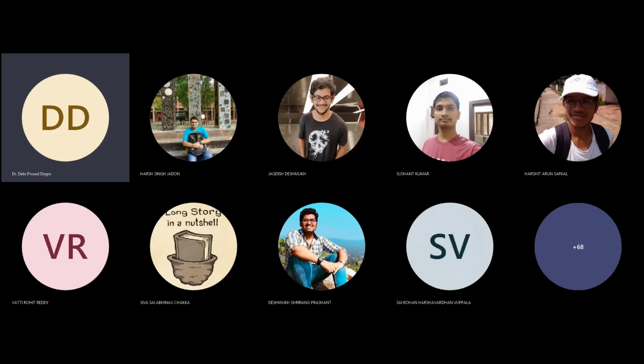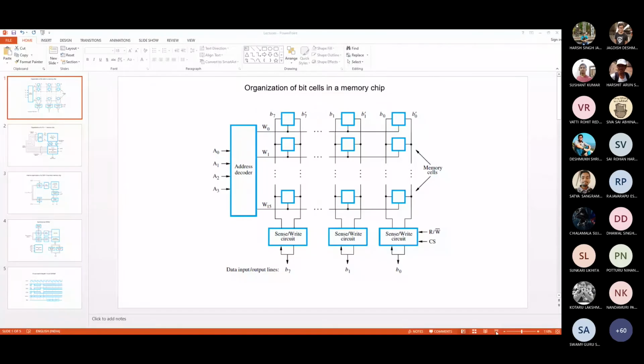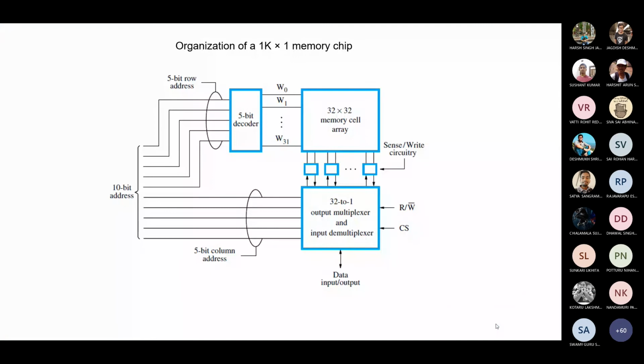Now again, see the diagram here. This is the organization of a 1K into one memory chip. Here, in this memory, the data bus is 1 bit. You see that this is the data bus, this is a 1 bit data bus.